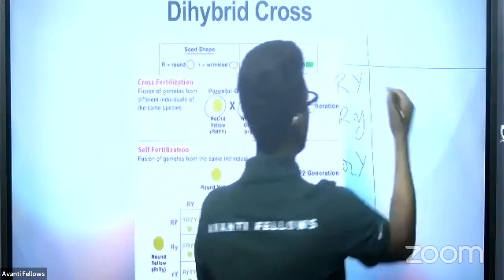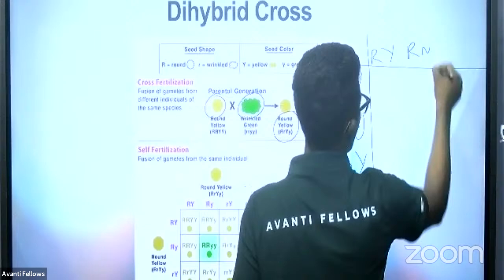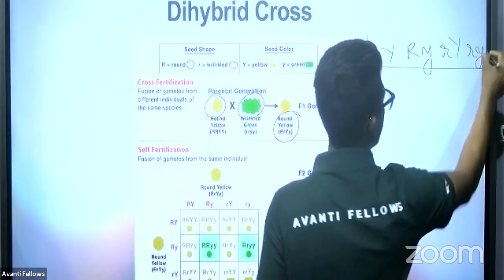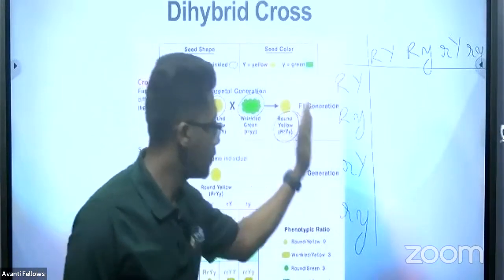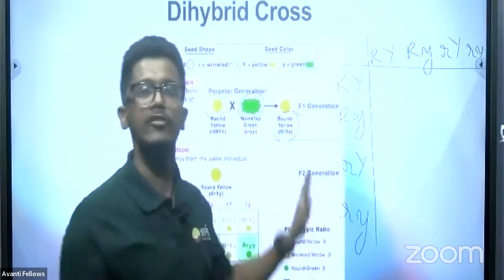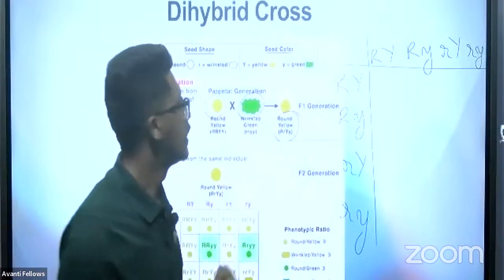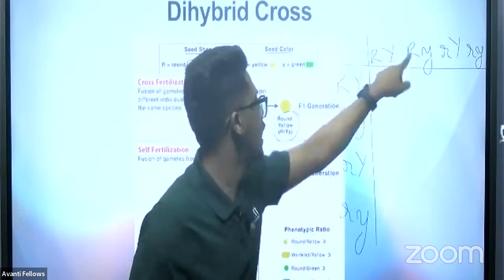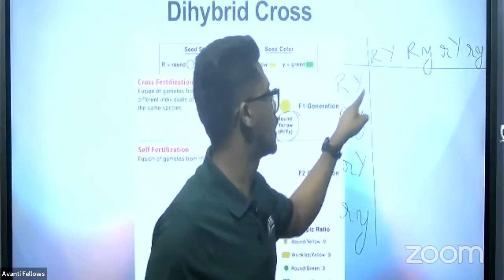Now replicate the same thing. Capital R, capital Y. Capital R, small y. Small r, capital Y. Small r, small y. That's it. Now you have the gametes of male and female. Either way you can mention this is male and that is female, or the other way around; either way it is correct. Now match this. R, R, Y, Y. Capital R, capital R, capital Y, small y. Again, capital R, small r, capital Y, capital Y.